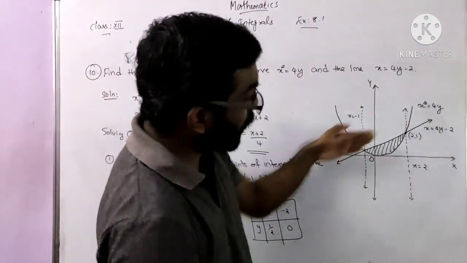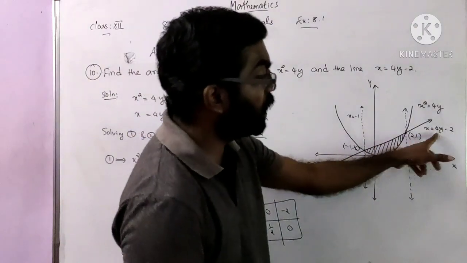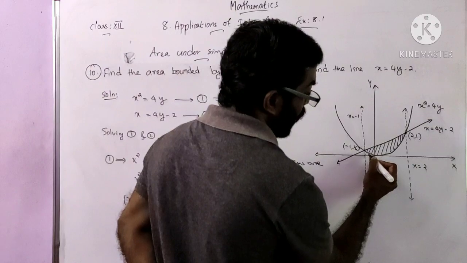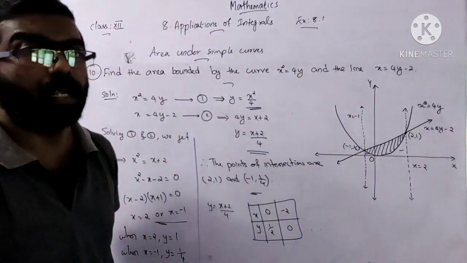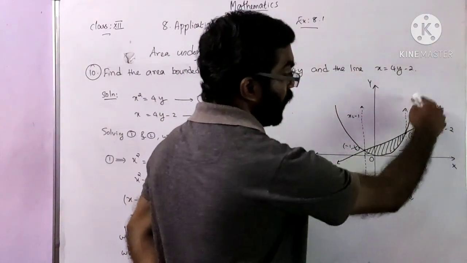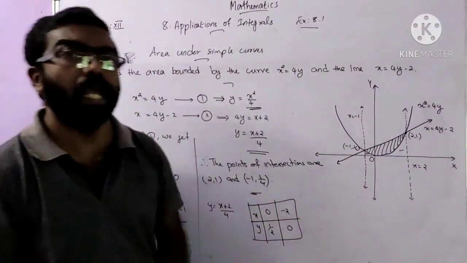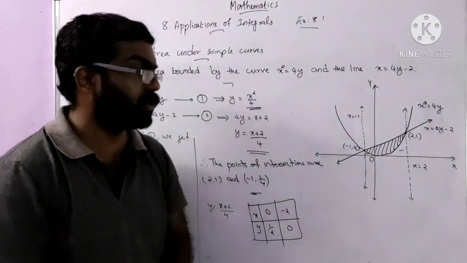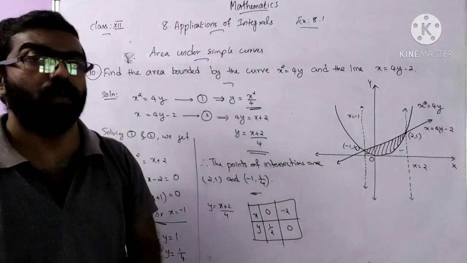Area under the line x equal to 4y minus 2. So by doing that, we will get the area of this part also, this one and this one. That part we have to subtract, and this is the area under the curve x square equal to 4y. So the required area is area under the line x equal to 4y minus 2 minus area under the parabola x square equal to 4y.